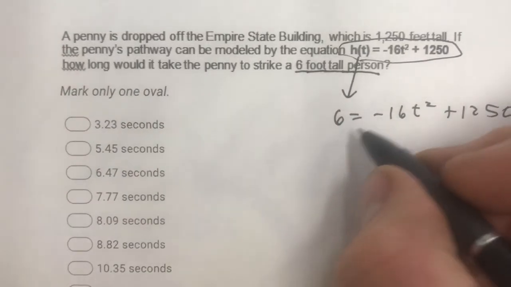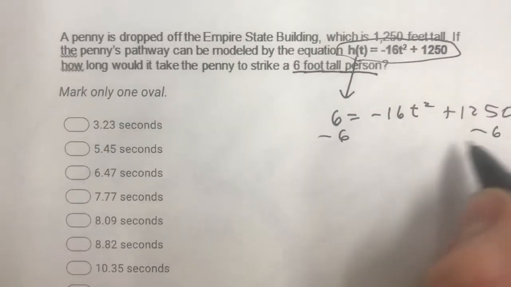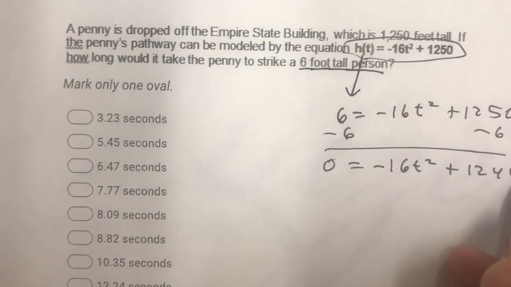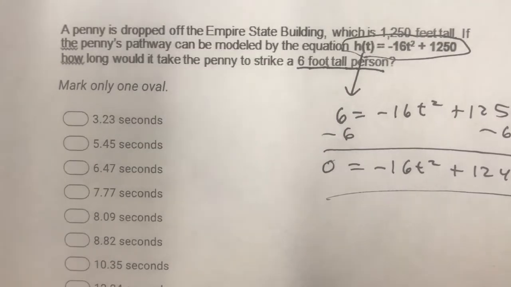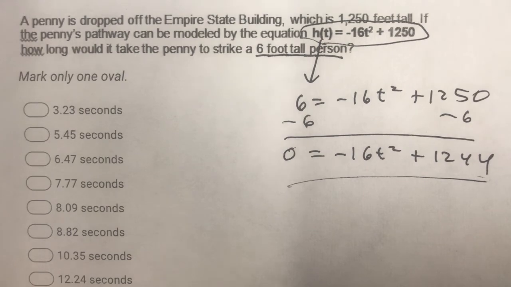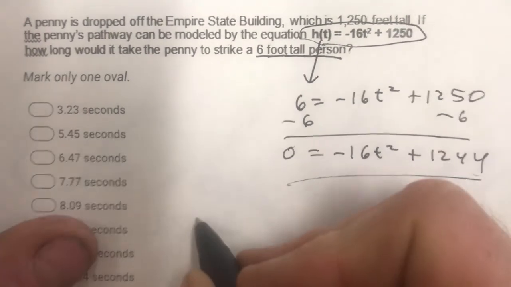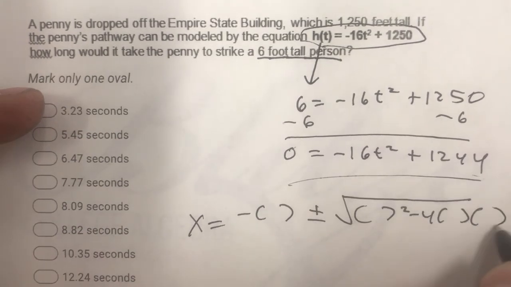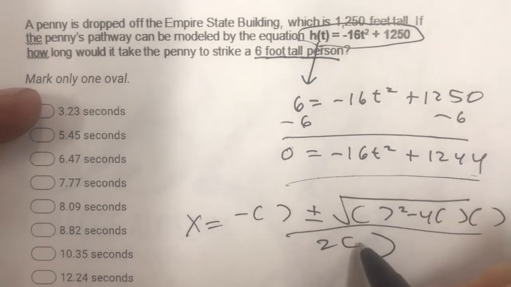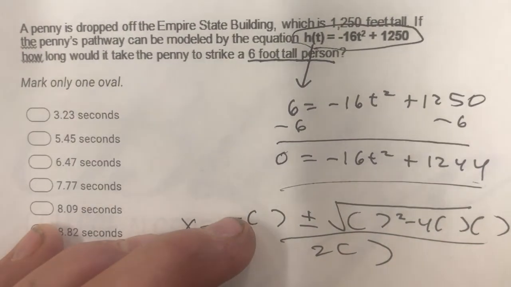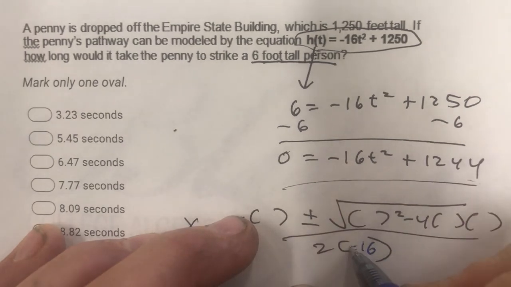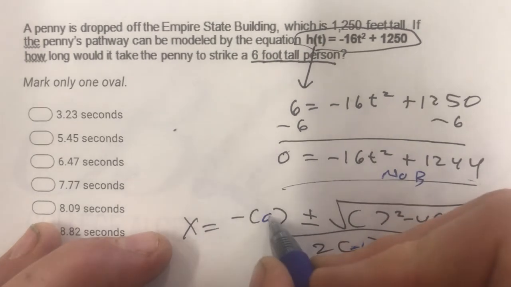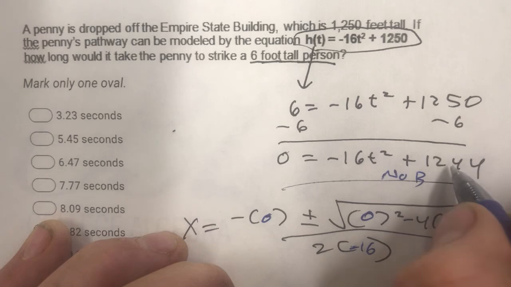Now, this is quadratic, which means it's got to equal 0. So I'm going to have to minus 6. And now I've got an equation I can solve with the quadratic formula. X equals negative b plus or minus the square root of b squared minus 4ac, all over 2a. My a is negative 16. So negative 16 goes here and here. My b, oh look, there is no b. So that's a 0 and a 0. There's my c right there, 1244.